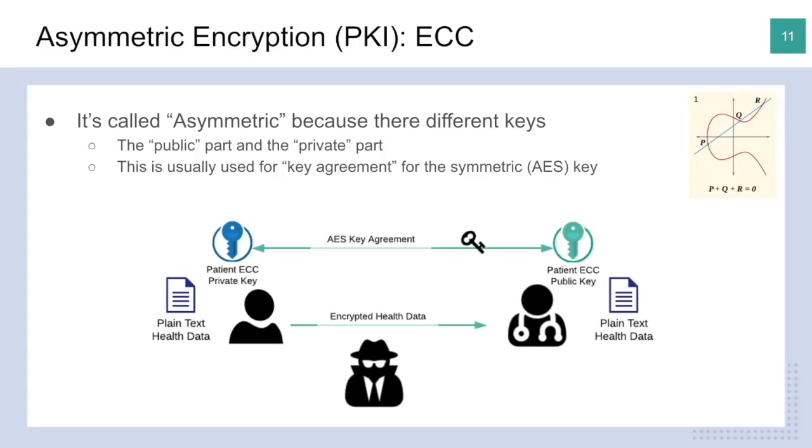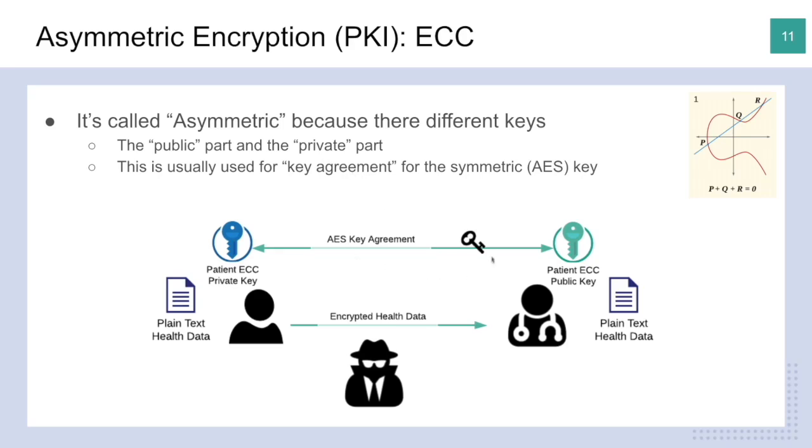So let's talk about asymmetric encryption, or PKI, which stands for Public Key Infrastructure. And one of the algorithms used here is ECC, or elliptic curve cryptography. And this is really a class of cryptography with a number of different algorithms in it. It's called asymmetric because there are different keys, the public part and the private part. This is used for key agreement, typically.